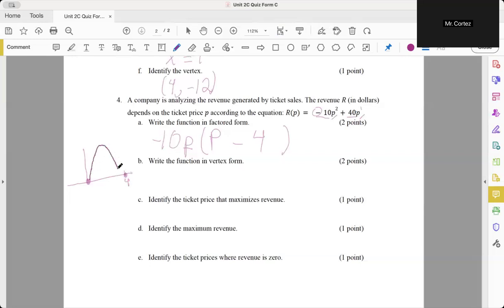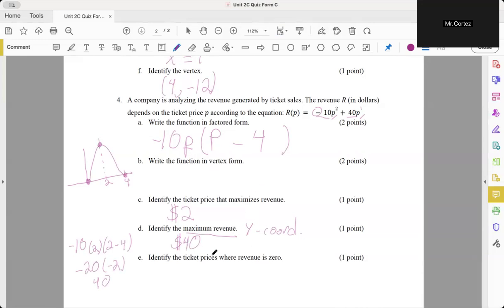And this opens downwards. So this means that our cutting halfway is going to be at 2. So what does this mean? The price that maximizes the revenue is $2. This is pretty much saying what's the y coordinate. So plug and chug to get a hold of that. I'll just plug into the factored form. So that's plugging in where p is 2. So negative 10 times 2 is negative 20. 2 minus 4 is negative 2. So this is saying that our max revenue, pretty much the vertex, is at $40.